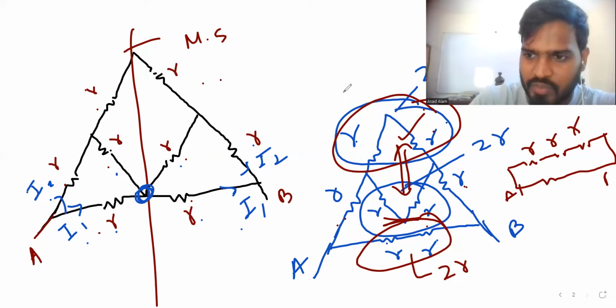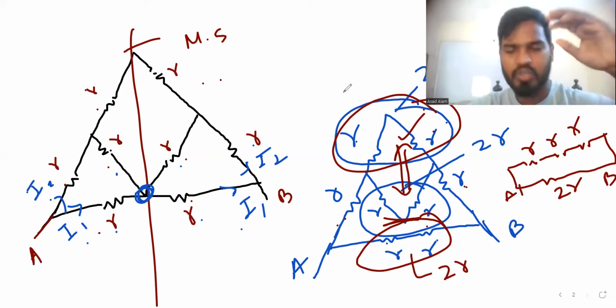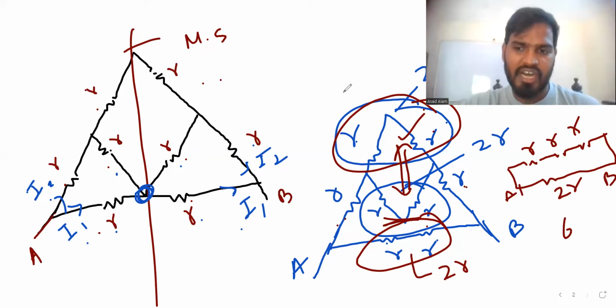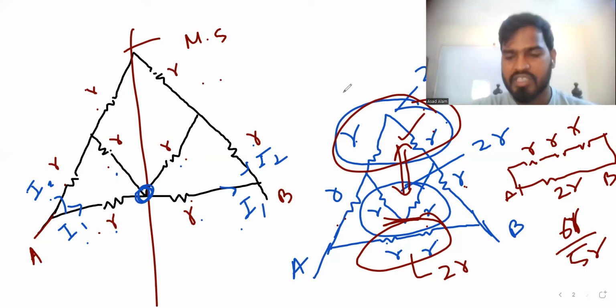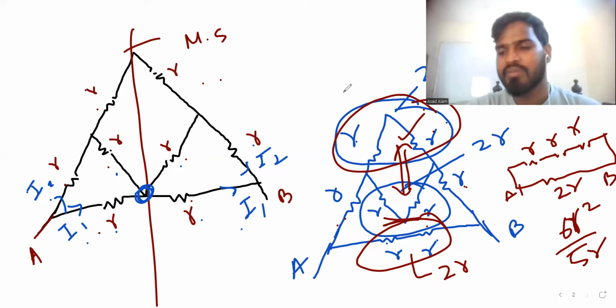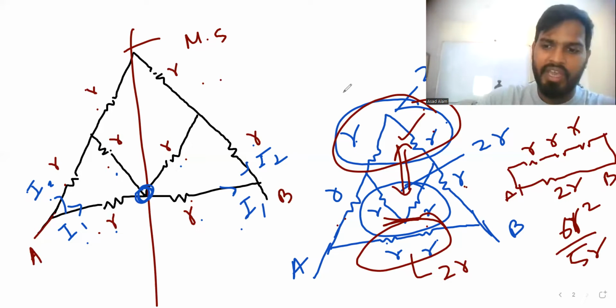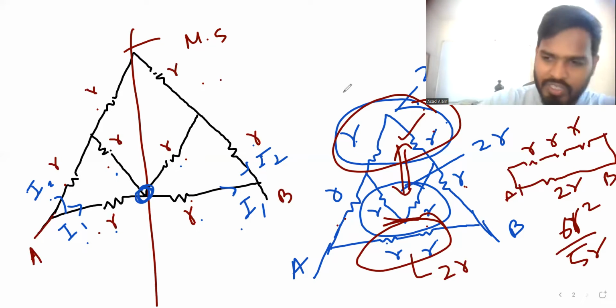This is A and this is B. So 3R and 2R are in parallel, right? So how much is it? 6R square by 5R. So 6R by 5 is the equivalent resistance between A and B. Yes. So this was mirror symmetry. Now solve it again by folding symmetry.